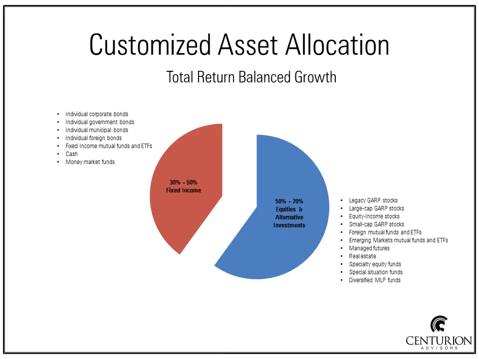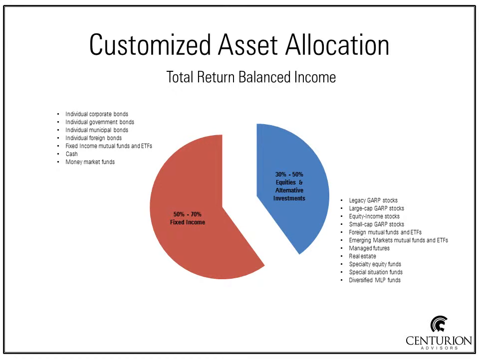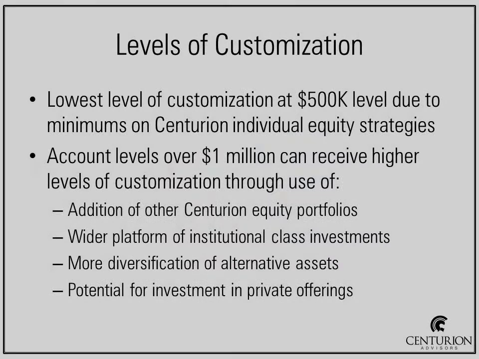Moving to our total return balanced growth portfolio shows that the equity and alternative class moves to 50 to 70% of the portfolio, and the fixed income portion moves to 30 to 50%. Lastly, the total return balanced income portfolio will hold equities and alternatives of 30 to 50% of the portfolio, and the fixed income portion increases to 50 to 70%. So each portfolio delivers a different risk profile for specific clients.